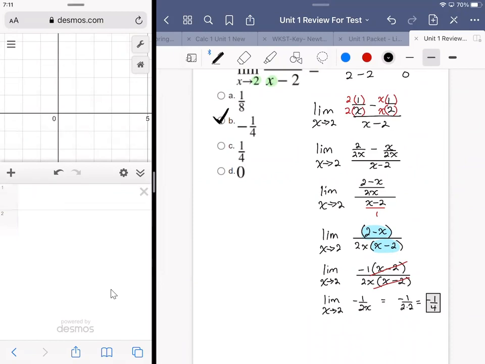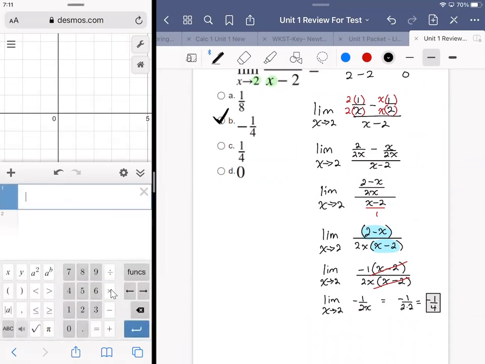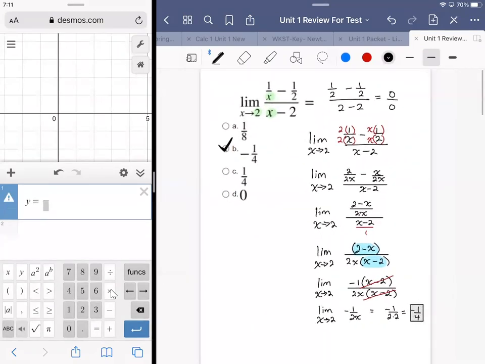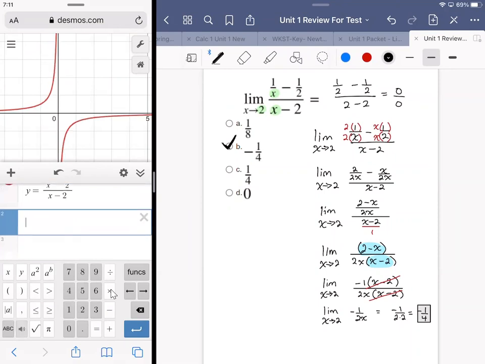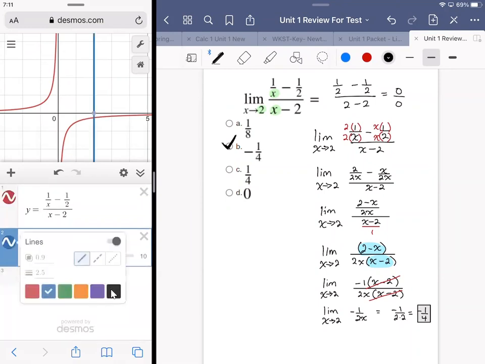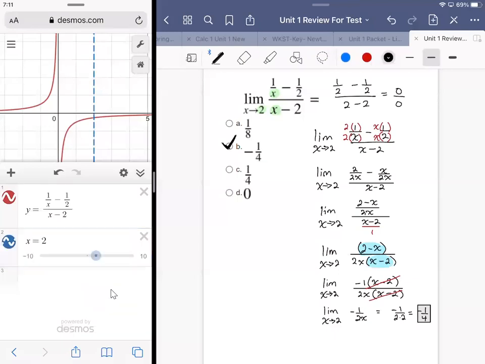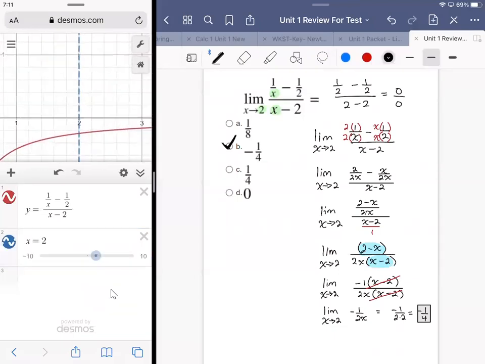You could also type in your original expression. Right, y equals f of x equals however you like. Now we're looking at 1 over x minus 1/2, so another fraction, 1 over x minus 1 over 2 over x minus 2. All right, that's what our expression yields in terms of a function. As I approach the x value of 2, I'll pop in an x equals 2. Make it dashed. I want to know where the graph is approaching.